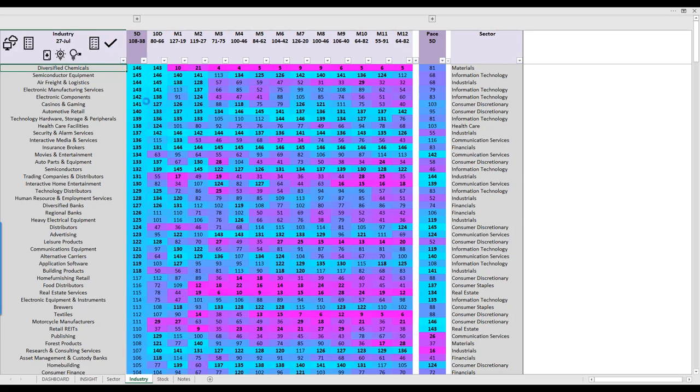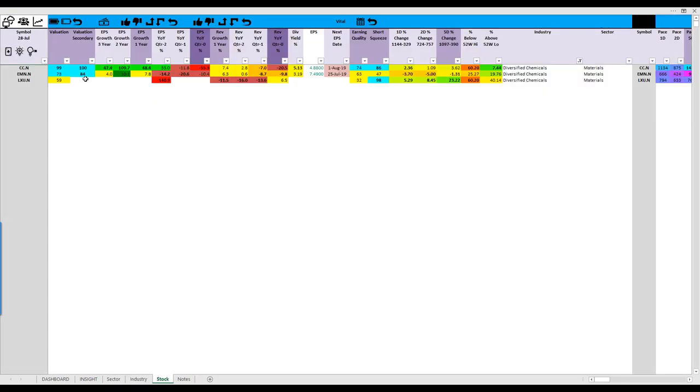Let me drill down into the underlying stocks. CC is an interesting stock. It has optimal valuation. The valuation and the secondary valuation, both the scores are in cyan color. It has positive earnings growth in the yearly periods. Earnings quality is robust, shown by cyan color in the earnings quality column, and it also has a short squeeze potential.